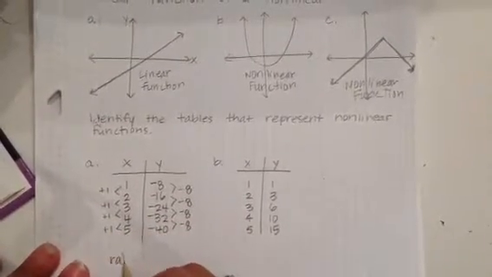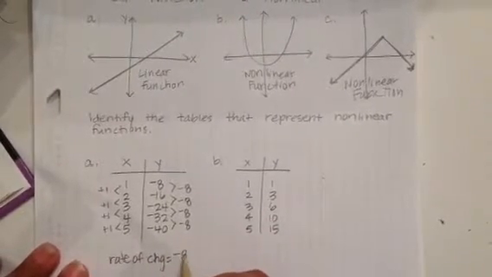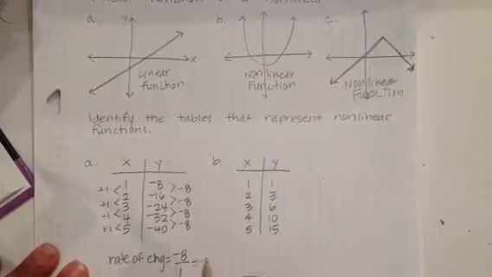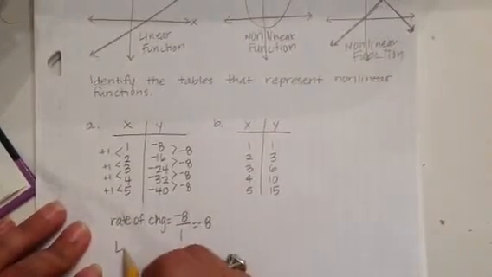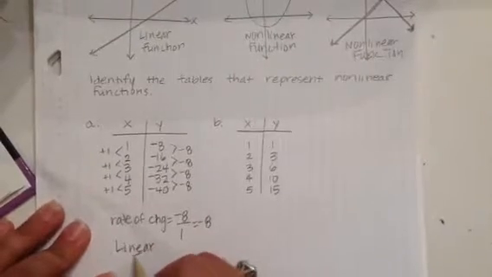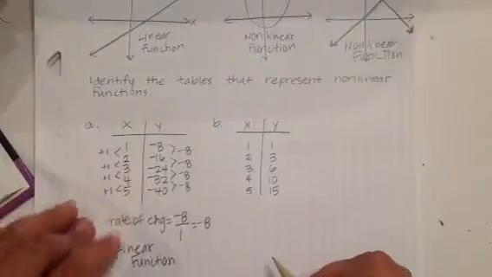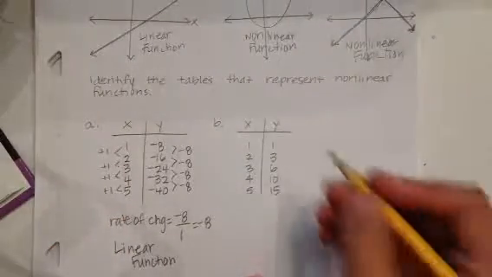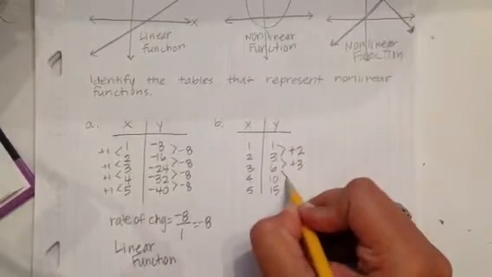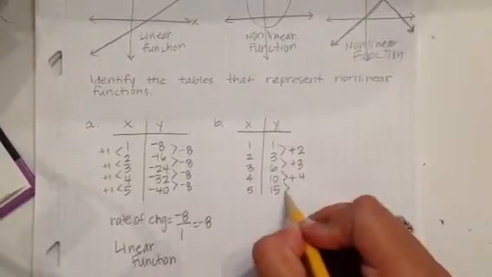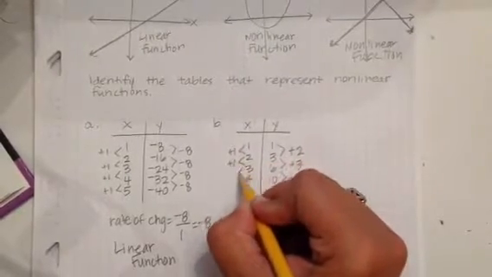So the rate of change here is negative 8 over positive 1, which is negative 8. So this does represent a linear function. So what that means is if we were to graph the ordered pairs in this table, we would get a straight line. Alright, here this is an increase of 2, an increase of 3, an increase of 4, an increase of 5. Increase of 1.